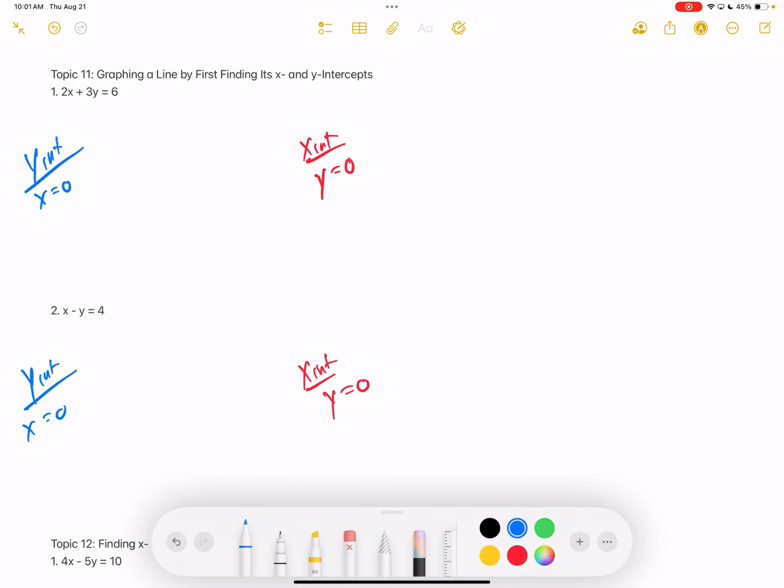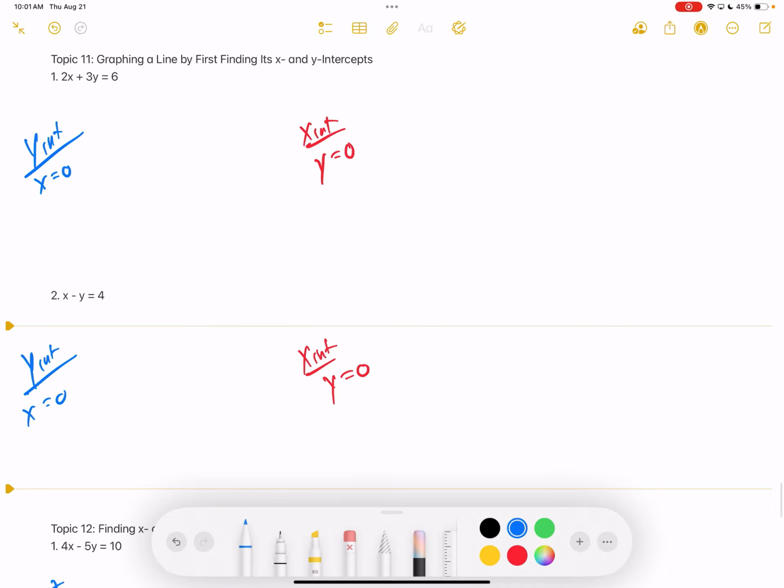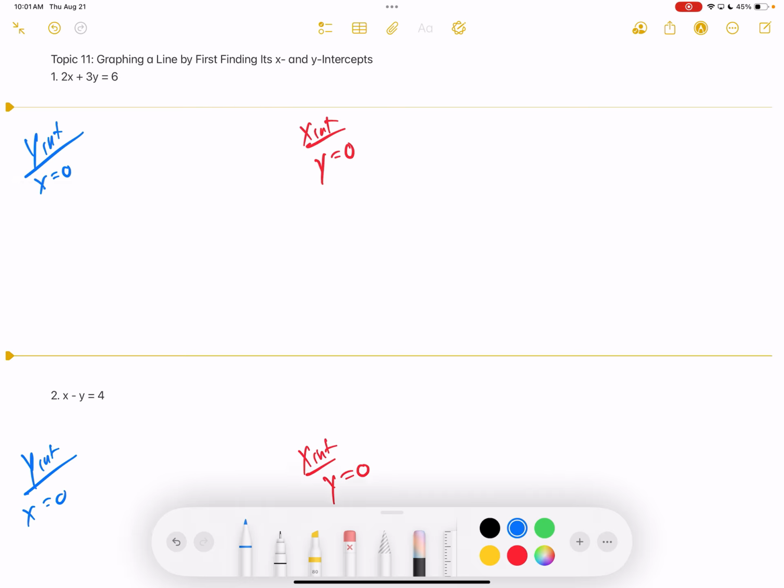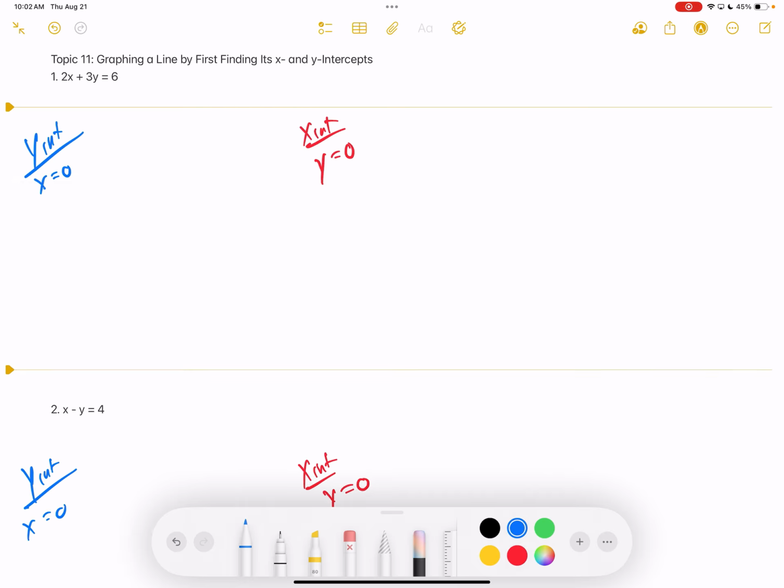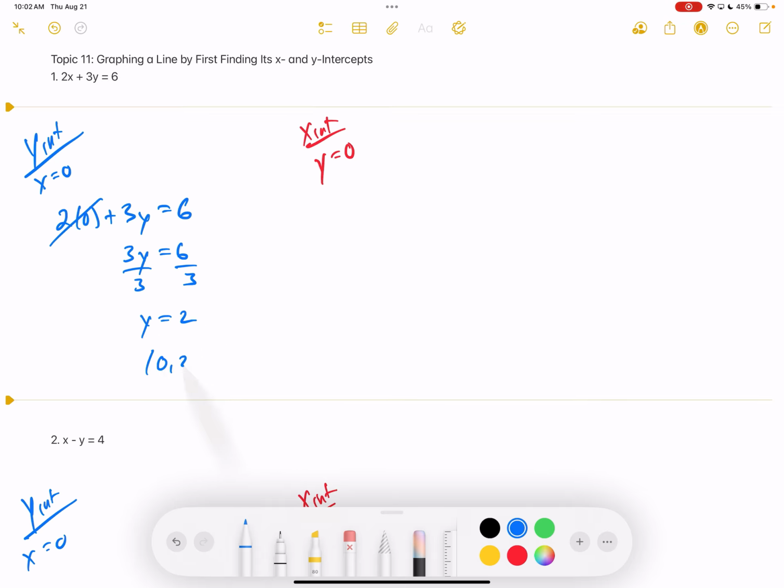All right, so graphing a line by first finding its x and y-intercept. The first thing I want to do on these is find my y-intercept. To find the y-intercept, we make x be 0. These questions are a little tougher. They're in that standard form. So I put a 0 in for my x and I'm going to solve for y. This cancels out because it's just 0. 0 times 2 is 0. So I divide by 3, and y equals 2. So 0, 2 is my y-intercept.